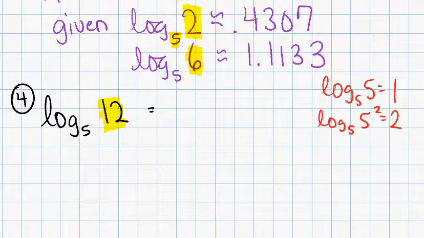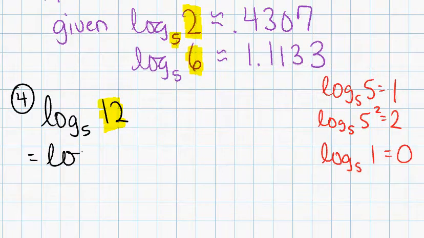And, in case you don't remember, the log of 1 is always 0. Because 5 to the 0 equals 1 if you rewrite it as an exponential. So our choices for getting 12 are 5, 2, 6, and 1. So 12 is 2 times 6. So we're going to change this into log base 5 of 2 times 6.